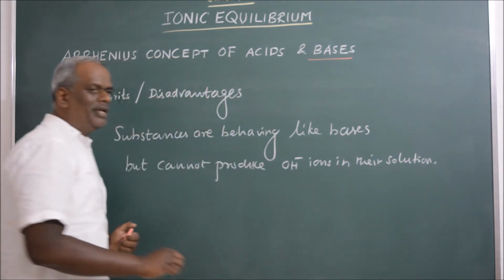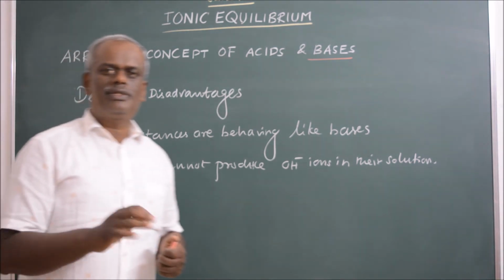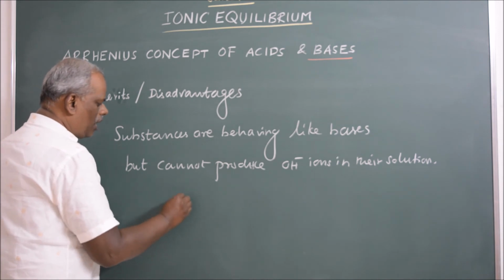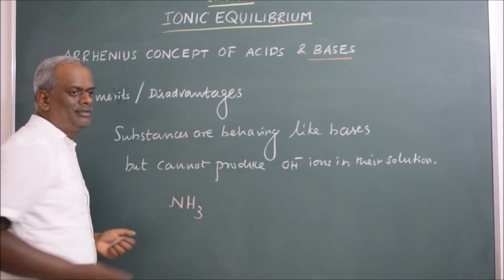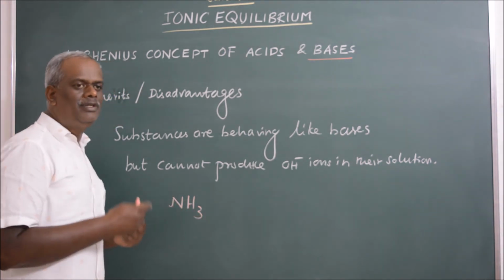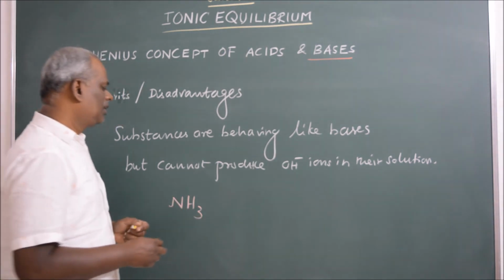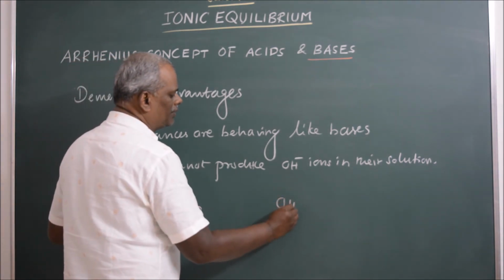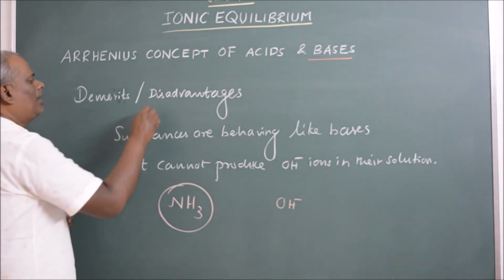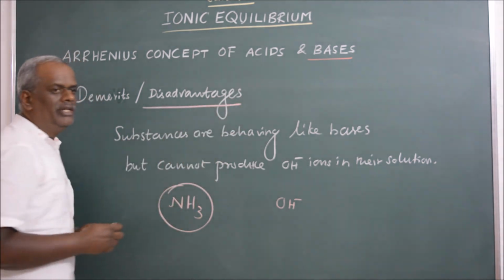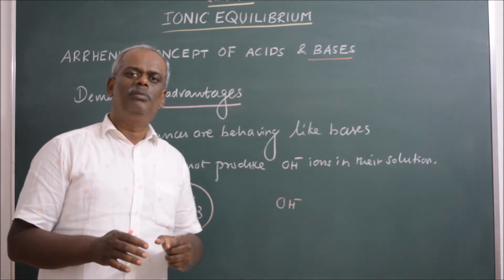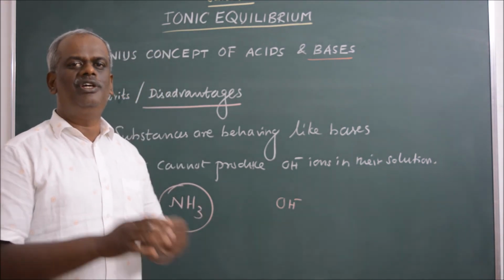So this kind of bases are not explained by Arrhenius, and hence it's the greatest disadvantage. One example: ammonia is a well-known base, but if it is in contact with water, or if it is made into its own solution, it does not produce OH minus, but it is a base. So this is the disadvantage of the Arrhenius concept. And certain substances which are normally acids are not forming hydrogen plus in their solution.